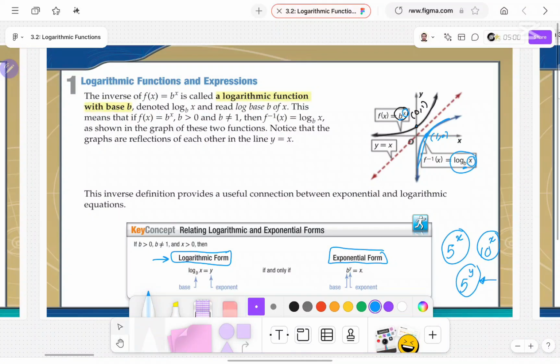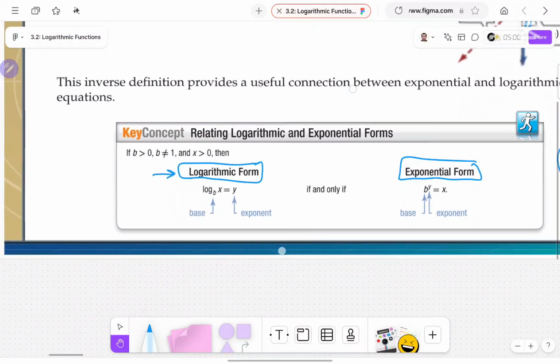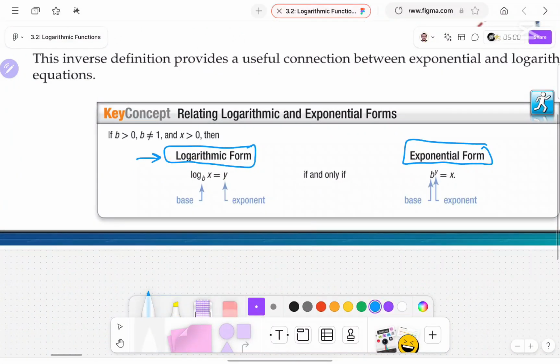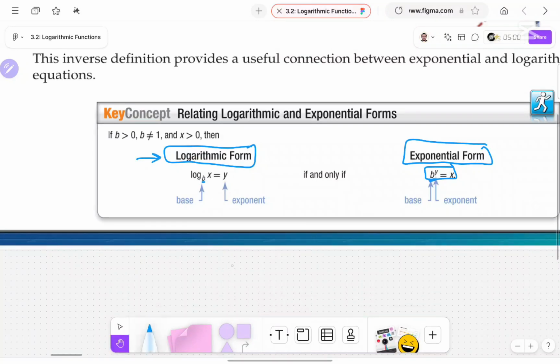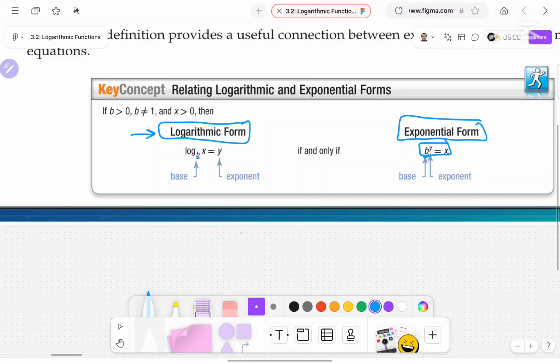Now, let's look at the key concept. How can we convert between logarithmic and exponential? How can I switch between them? Let's start with the exponential. The base of the exponential will be the base of the log. For example, if I have 5 to the power of x, how can I write it as a log? It will be log base 5 of x. So this is how I can convert from the exponential to the logarithm.